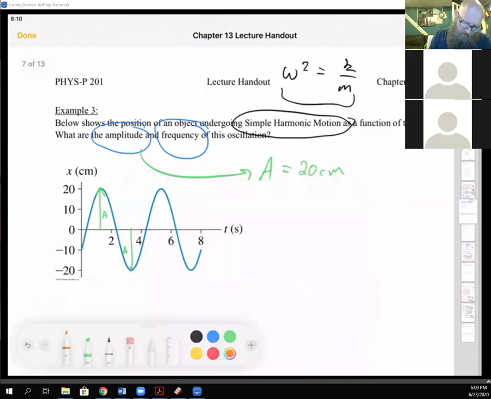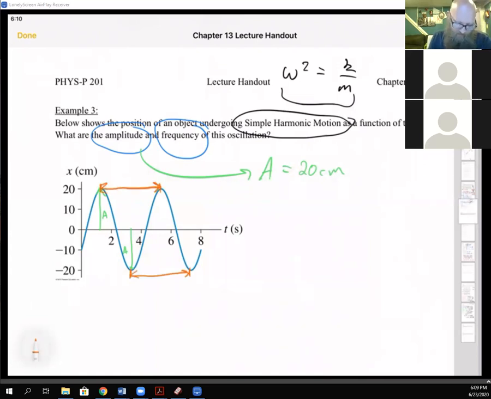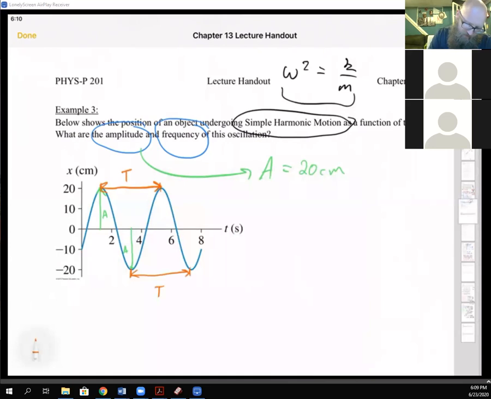Period is a peak to peak distance, so I could do this bit, or I could do this peak to this peak. So how far is that? Both of those are a period. That's harder to tell. It looks like it's the same distance as 2 to 6. So I'm going to eyeball that and call it 4 seconds. You guys buy that?